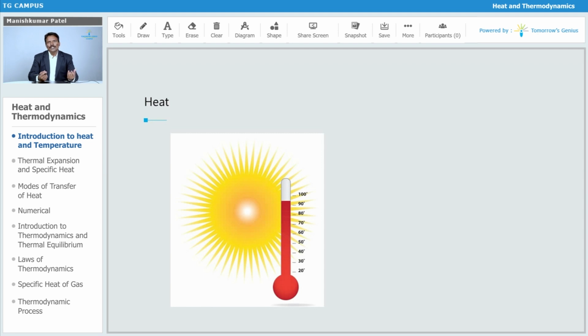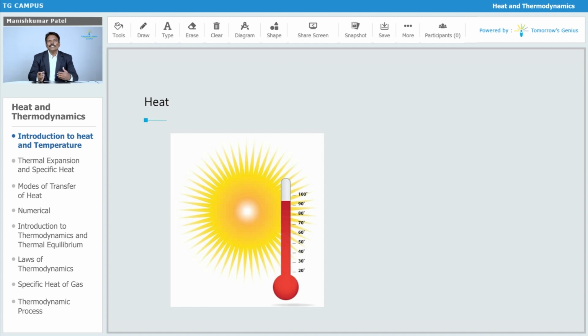in your hand, there is a transfer of heat from your body towards the ice. Since the ice is at a lower temperature and your body is at a higher temperature, you can say that there is a transfer of heat from higher temperature towards lower temperature. So that is what we can see.